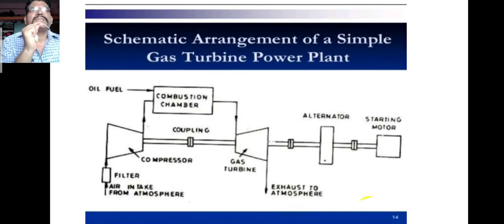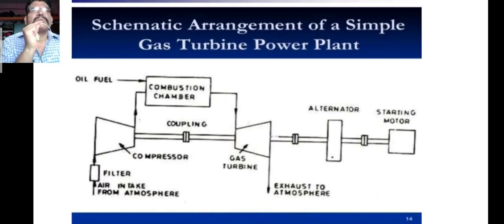Now this is the schematic diagram of a simple gas turbine power plant. As we know, the compressor and gas turbine are coupled with the same shaft with the help of the coupling. In between the compressor and the gas turbine there is a combustion chamber. When the fuel is supplied to the combustion chamber, the combustible material, or hot gases, goes to the turbine, falls on the blades of the turbine, so that the turbine rotates.